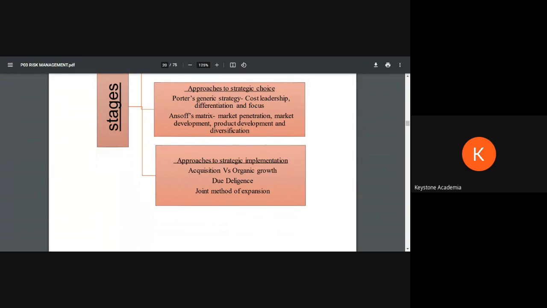Then approaches to strategic implementation. Let's say we have decided for product development or market development. Now the next challenge is to decide, shall we go for acquisition? Shall we go with organic growth? Usually big companies like DHL will go with acquisition because organic growth can take years and we don't have time for it. We can just pay the money. Sometimes it will be costly, but it will be a very quick process.